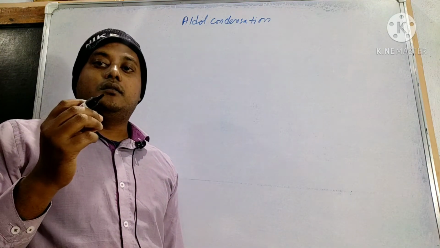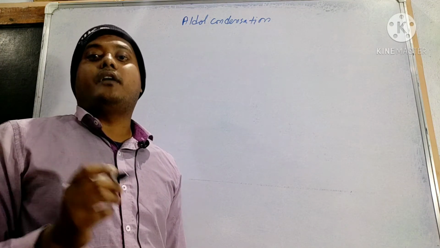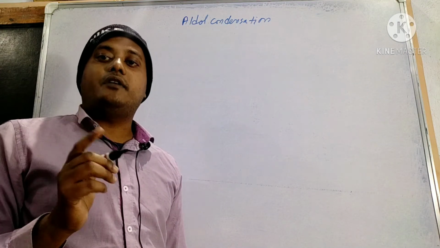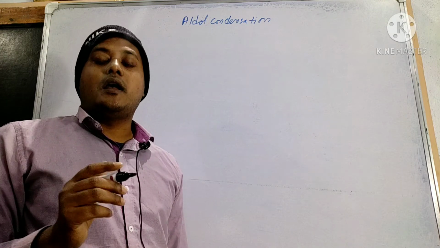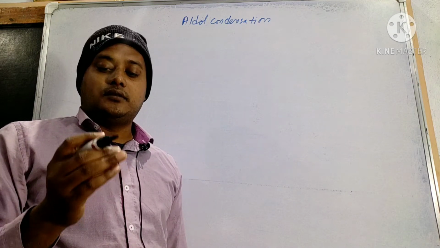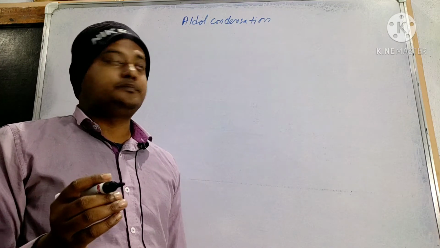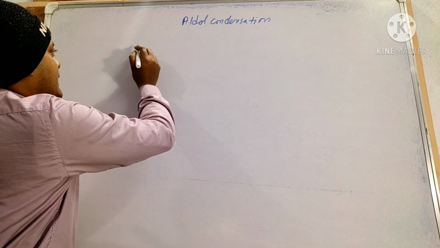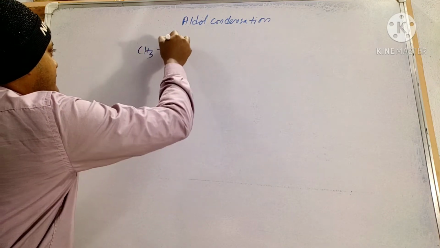Now, aldehyde or ketone having alpha hydrogen undergo aldol condensation. And what is the reagent for aldol condensation? Dilute NaOH. So which type of aldehyde or ketone? Having alpha hydrogen. Now what is alpha hydrogen?